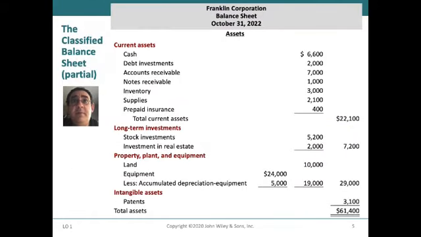So here's an example of a balance sheet from Franklin Corporation at October 31st, 2022, and you can see here that we've got a number of assets in the current assets section that goes from cash to debt investments all the way through to prepaid insurance. We've got some long-term investments like stock investments or real estate. Then we have property, plant, and equipment, the typical things like land and equipment, less accumulated depreciation, which we'll talk about in another chapter, and then intangible assets like patents.